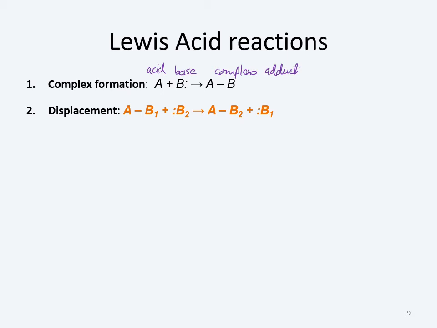For example, we have a displacement reaction, and it's important to get the terminology right here. So this is a Lewis acid displacement reaction. It's where a second base comes in, reacting with a complex adduct that has already formed to give a new complex adduct and a new base. So you could just summarize it as complex adduct plus base 2 gives new complex adduct plus base 1. Okay, I'm going to write you an example here.